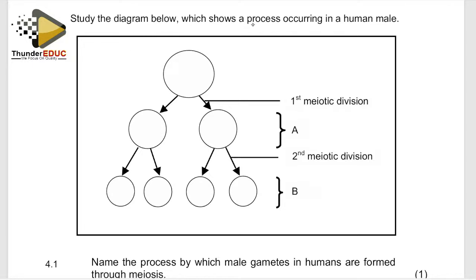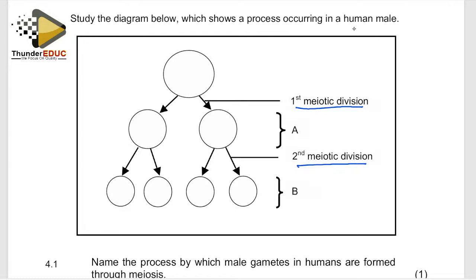Study the diagram below, which shows a process occurring in the human male. They're saying the first meiotic division, the second meiotic division. You need to understand this. Remember, before, meiosis was being brought in paper 1 and paper 2. But now we only bring it in paper 2. But it does not stop us from discussing such questions because they can modify them and still bring them, just for you to understand.